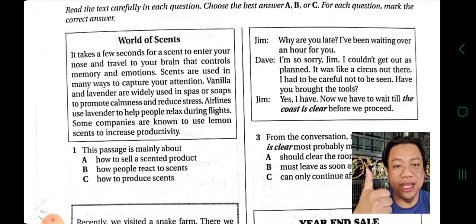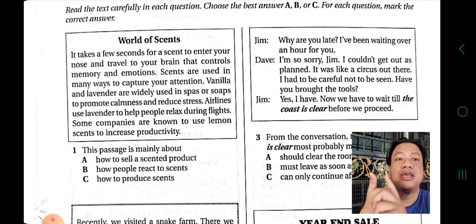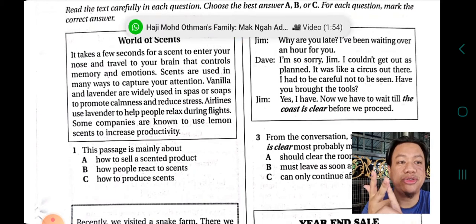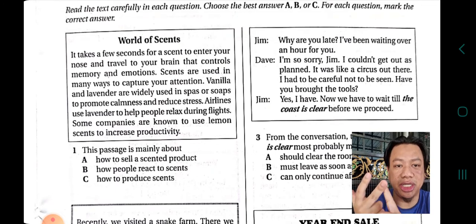Okay, so again, remember, the first step is you read the question. Second step, you try to understand what the question wants. And the next step, step number 3, is what? You read the options A, B, and C. After you read the options, you find similarity, similarity between the question, the options and the text.